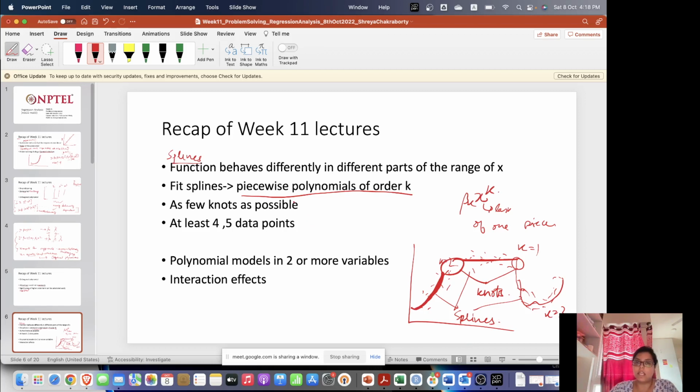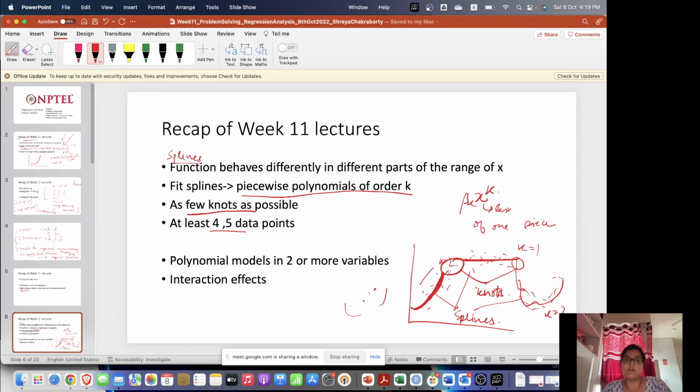While fitting, the points we should keep in mind are that we should have as few knots as possible, and in each of these segments there should be at least 4 to 5 data points, because with 3 data points, fitting a line in a single piece doesn't make sense. So at least 4 or 5 data points in a single spline, and as few knots as possible.